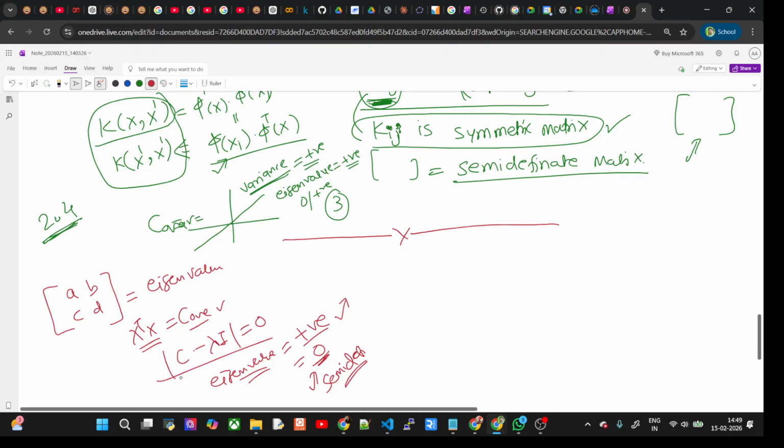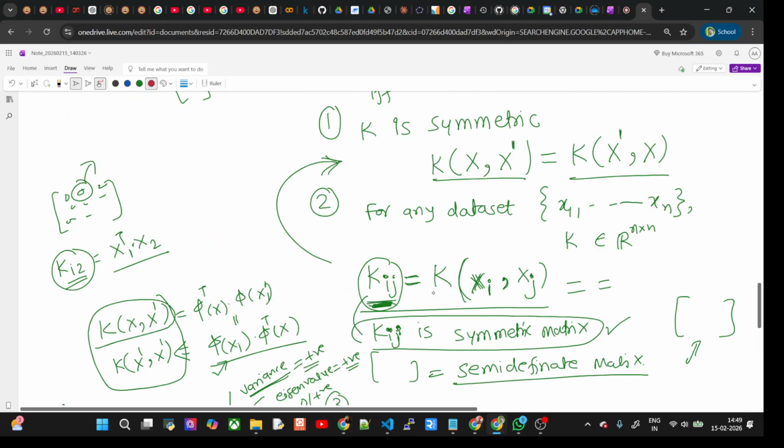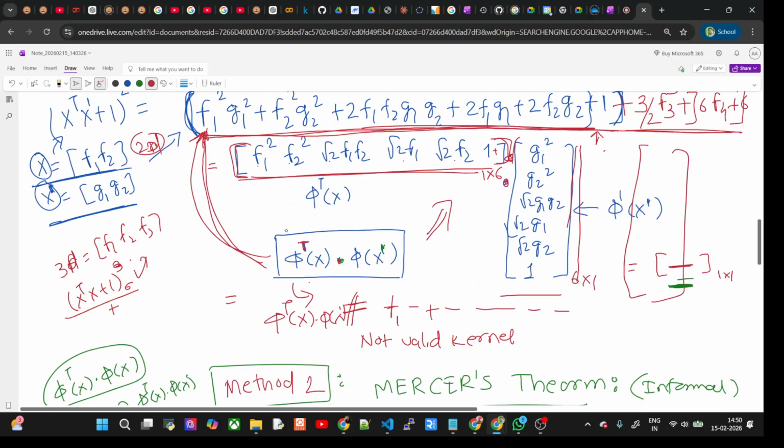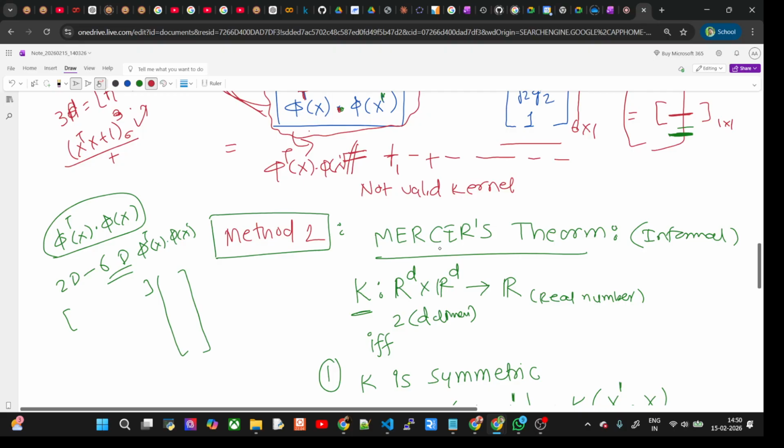So these are the conditions you should know. K should be symmetric. Somebody comes and says use this kernel, and you can say, wait, let me check whether it's a valid kernel or not. How will you say it? The first method: I can get my phi of x transpose phi of x, and if this dot product exists, I can say it's a valid kernel. Or method number 2, which is Mercer's theorem.